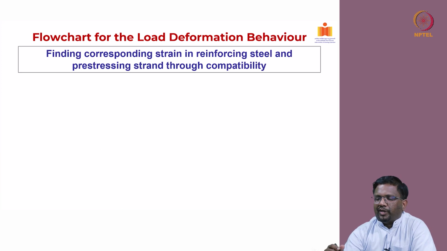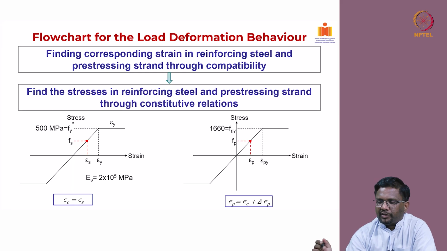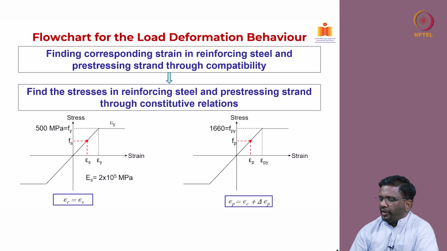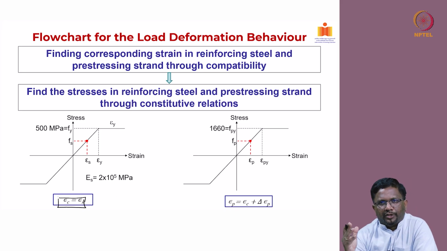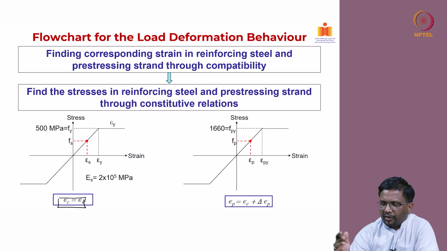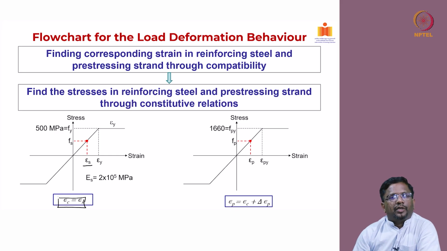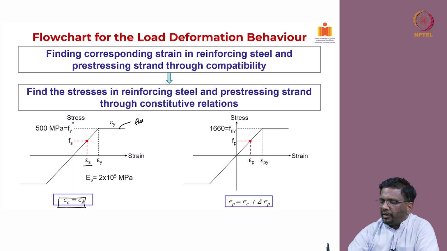Now, the next step is to find the corresponding strain in the reinforcing steel and the prestressing steel through the compatibility conditions that we have discussed. What are the compatibility conditions? We have already assumed epsilon c is equal to epsilon s. So, the strain in the steel is equal to the strain in the concrete, which is what I have assumed. So, I can find out epsilon s. Then, using the constitutive equations, here I am assuming an elastic, plastic stress strain relationship.